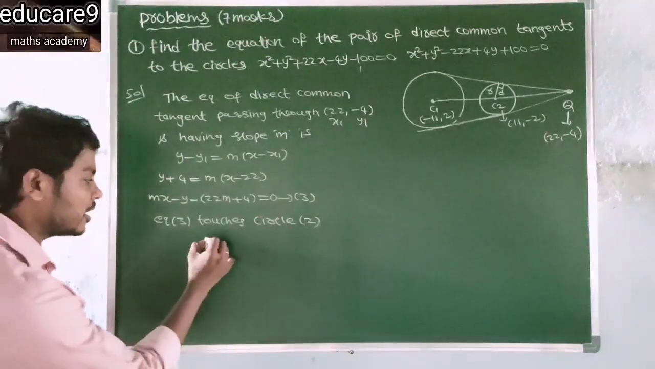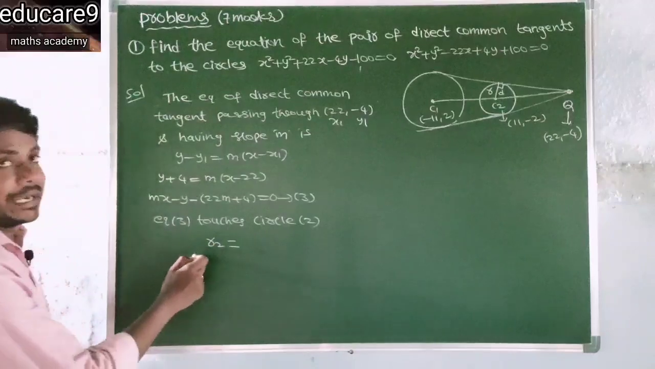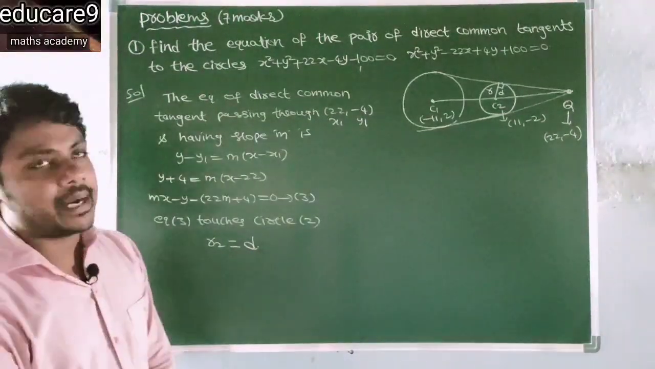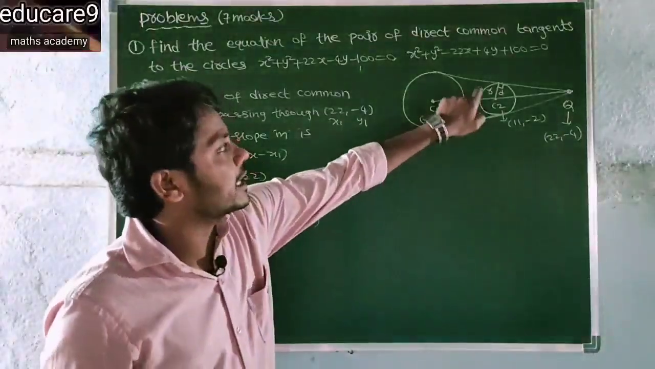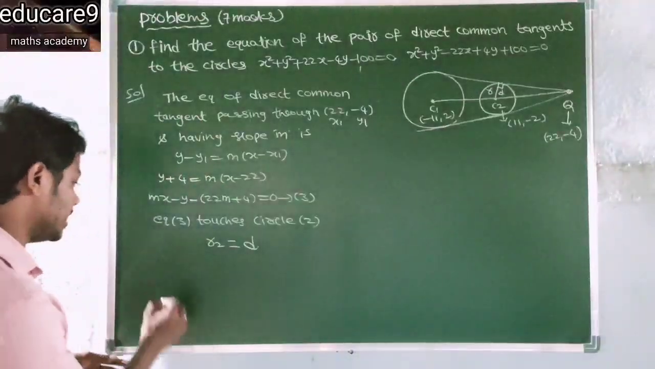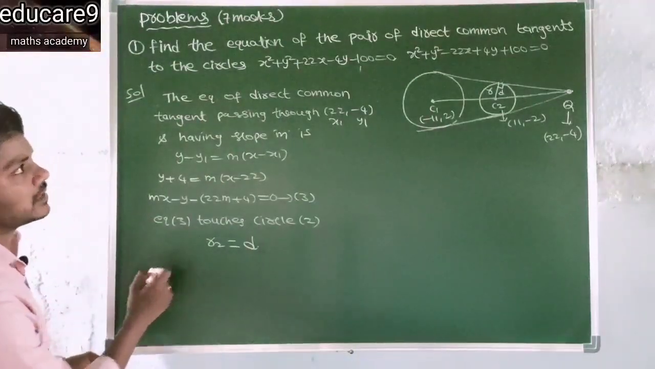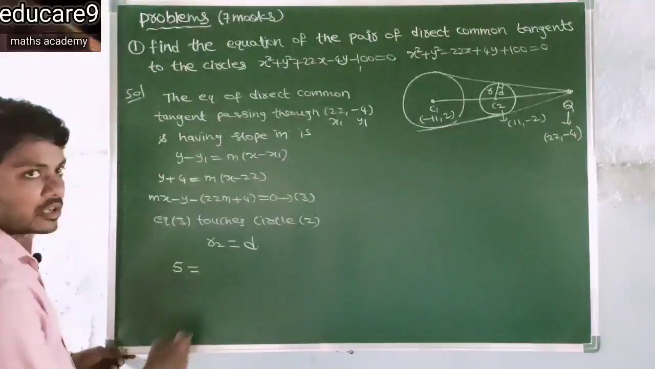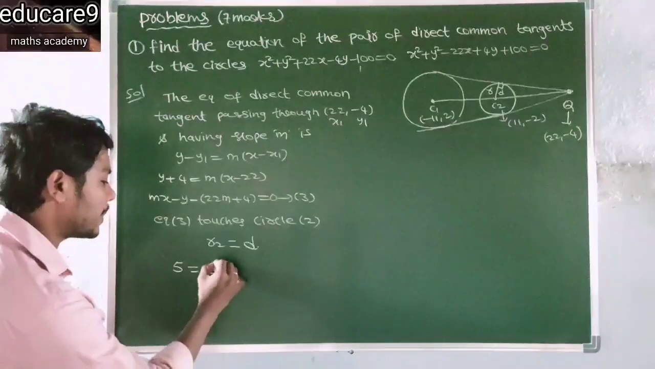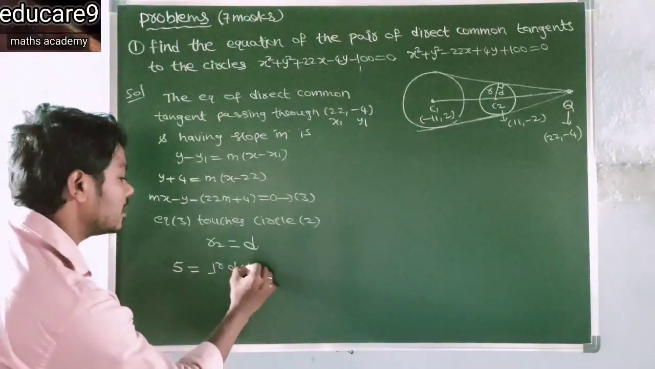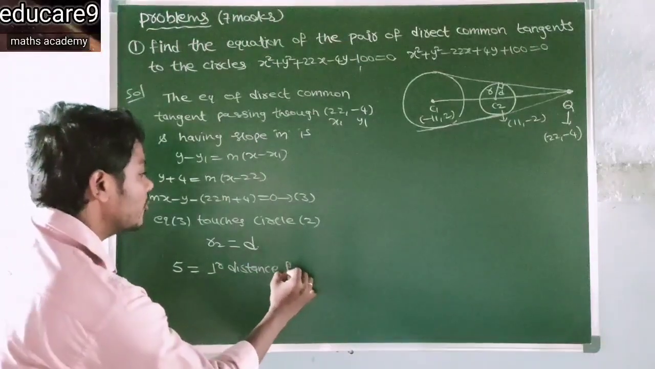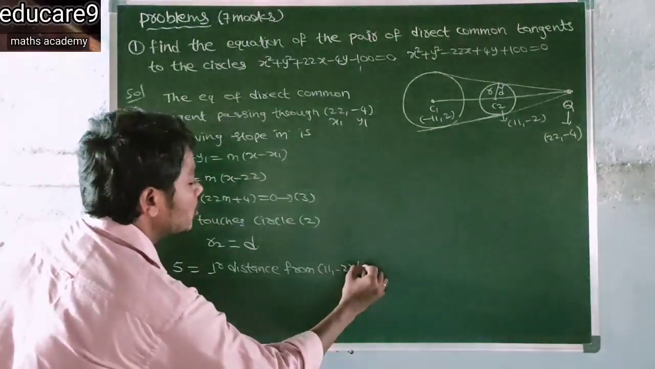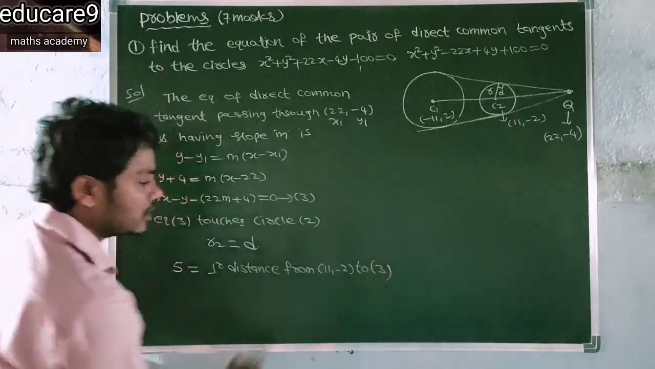So therefore R2, the radius of the second circle, is equal to D. So D is what? The perpendicular distance from the center to the tangent. So R2 is the radius of the second circle. So that is 5 is equal to D, the perpendicular distance from the center of the circle, that is (11, -2), to equation 3.